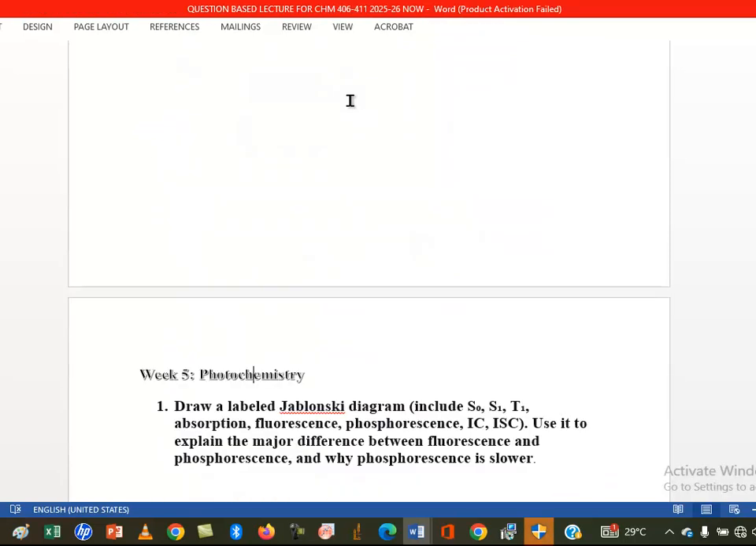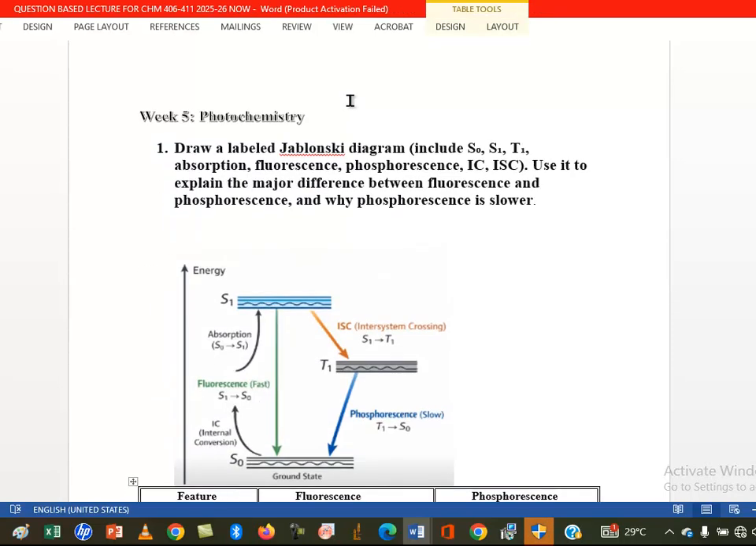Now we're about to end this, I think this should be the last week. Under photochemistry: draw a labeled Jablonski diagram. Include all of these: S0, S1, T1, absorption, fluorescence, phosphorescence, IC. Use it to explain the major difference between fluorescence and phosphorescence and why phosphorescence is slower.